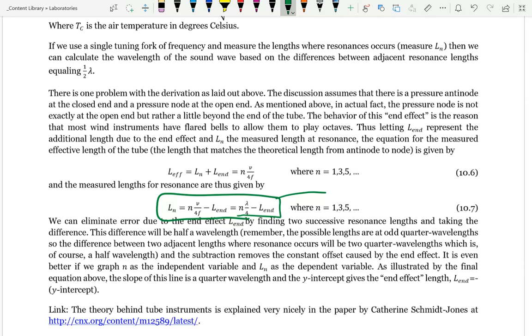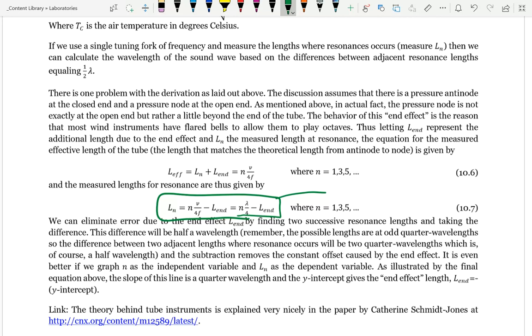Y equals mx plus b, right? Should be N. No, N is your x. It's velocity over 4. Go to the right one. Oh, wavelength over 4. Yeah. So you find the slope, you multiply by 4, and that's your wavelength.